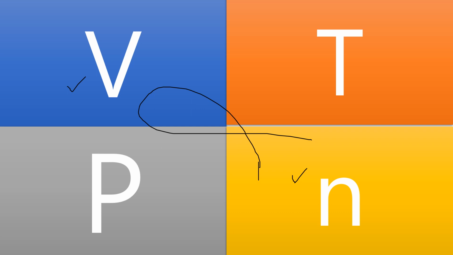These were the laws that will be stated in the gas law, and the detailed video will be uploaded soon.